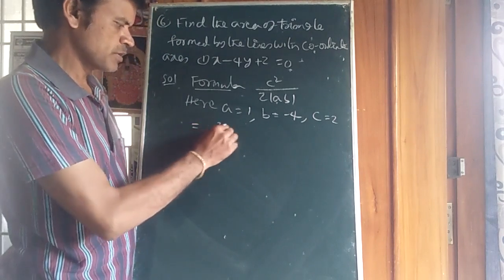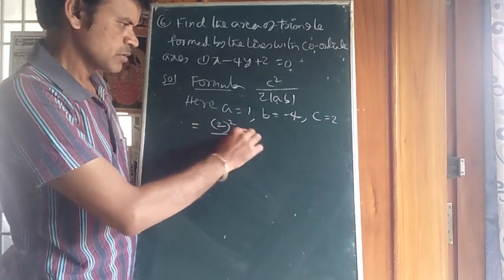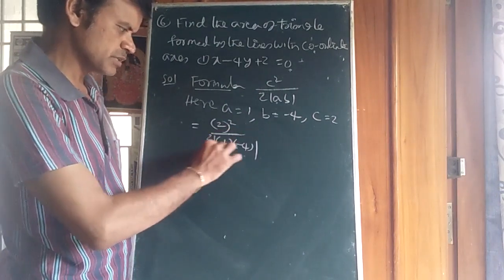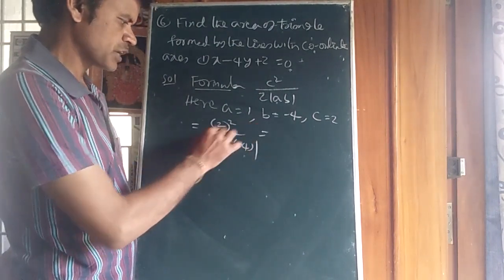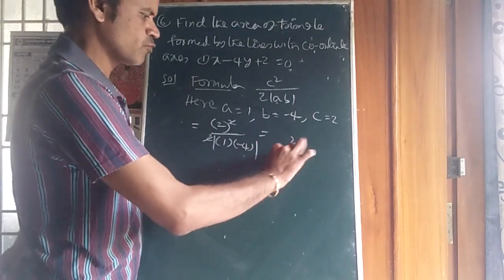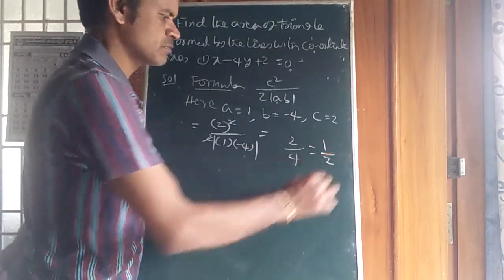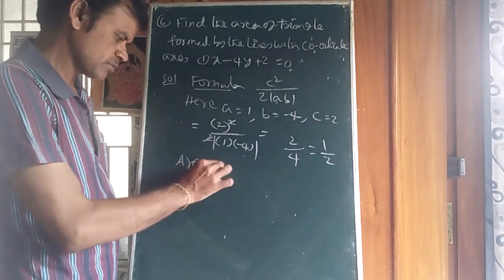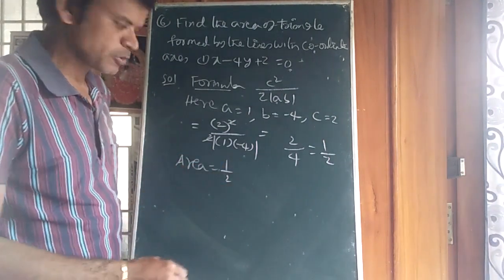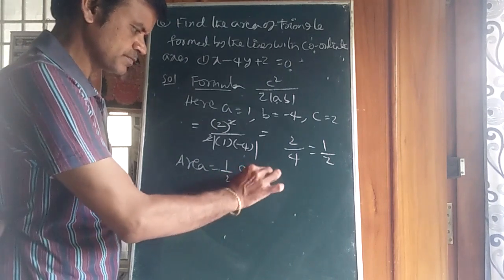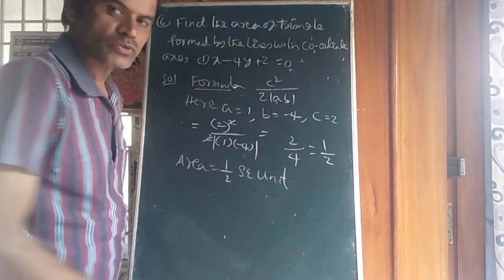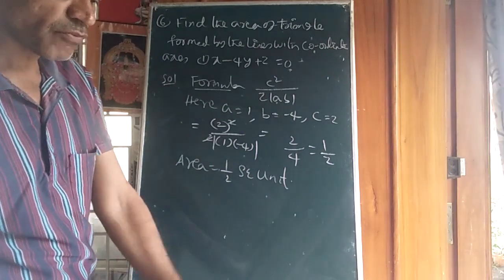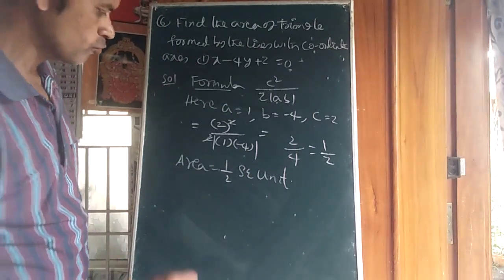So c square means 2 square, by 2 into 1 into minus 4 in modulus. So the 2 gets cancelled, 2 square times 2 by 4, that is 1 by 2. So the area is 1 by 2 square unit. This is an important 2 marks question. Using the same formula, do the sum. Homework.